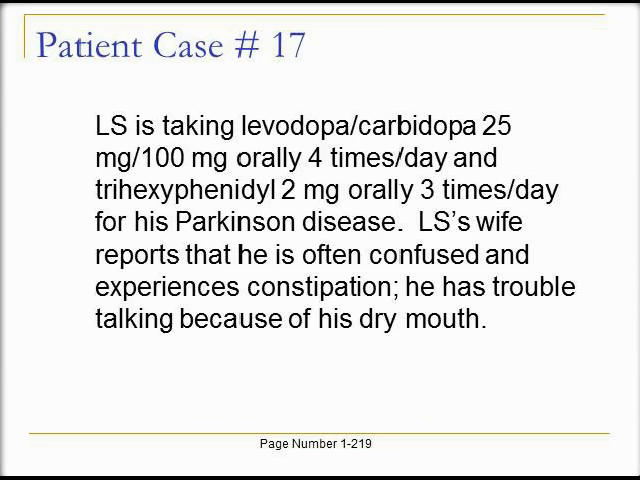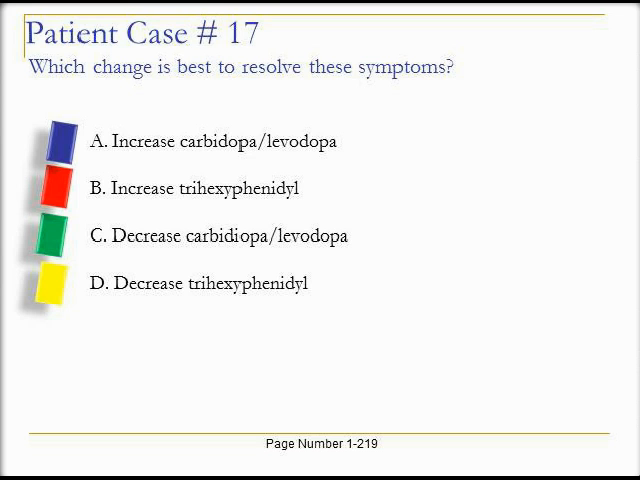Switching gears, let's go to Parkinson's. That's page 219. All right. LS is taking levodopa, carbidopa, 25-100, 4 times a day, and trihexyphenidyl, 2 milligrams, 3 times a day for his Parkinson's disease. His wife reports he's often confused, and he experiences constipation and has trouble talking because he has a dry mouth. What change is best to resolve those symptoms?